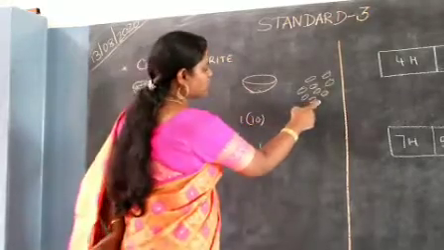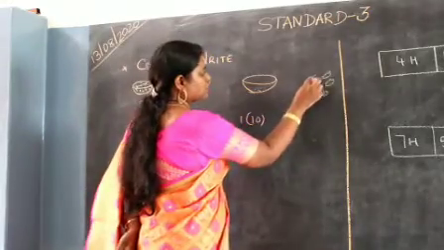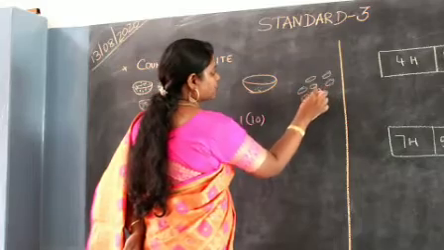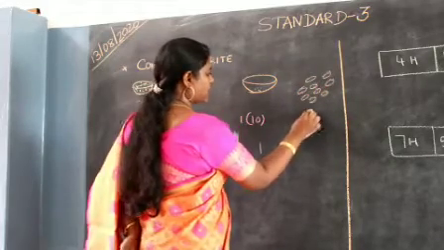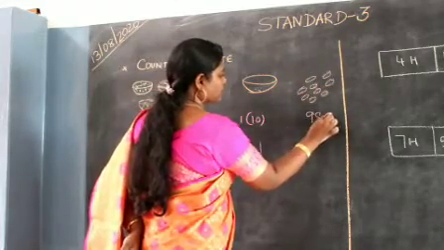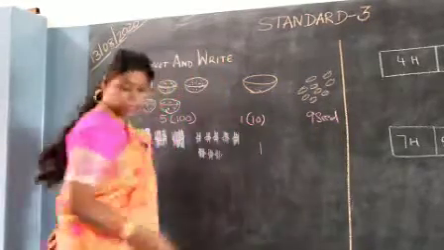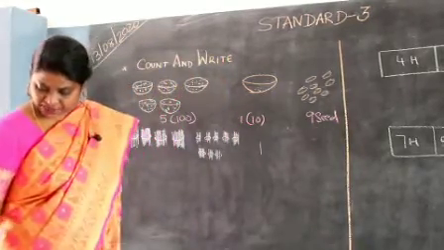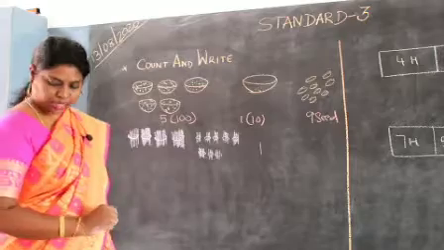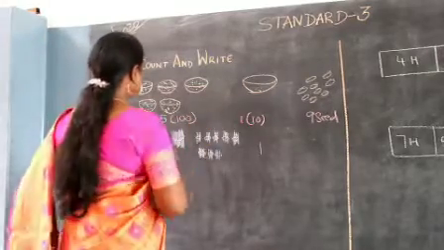And how many seeds do we have here? We have 1, 2, 3, 4, 5, 6, 7, 8, 9. Total 9 seeds. Okay, so how are you going to write this number? You have to write it here and you have to tell how many total are there. How are you going to write the total?